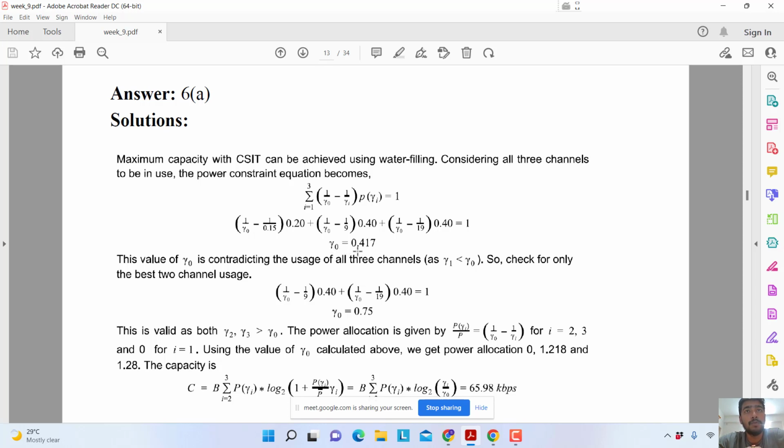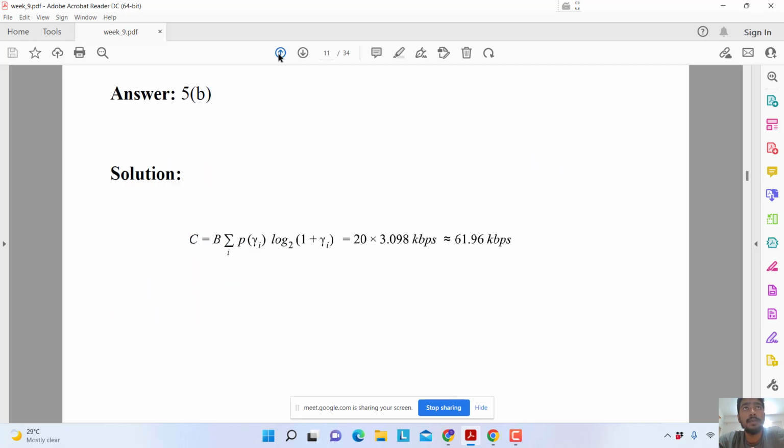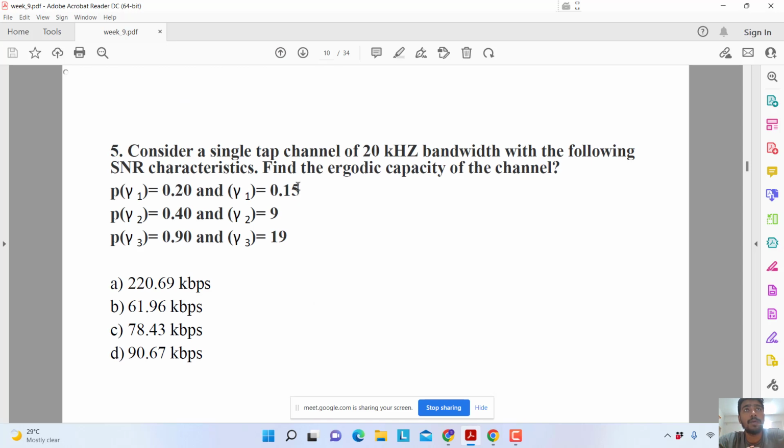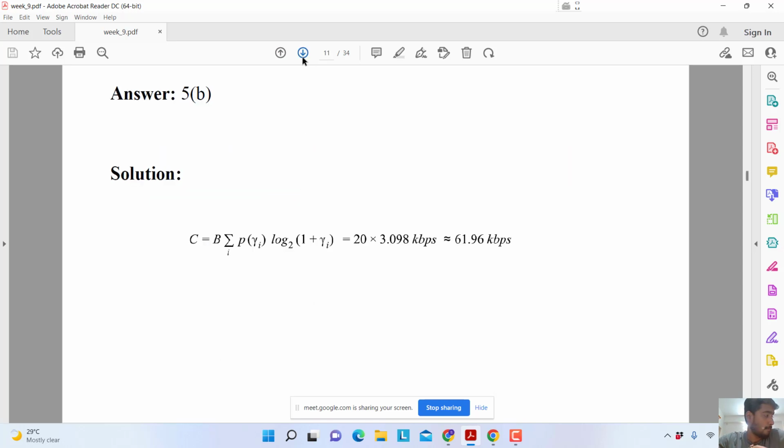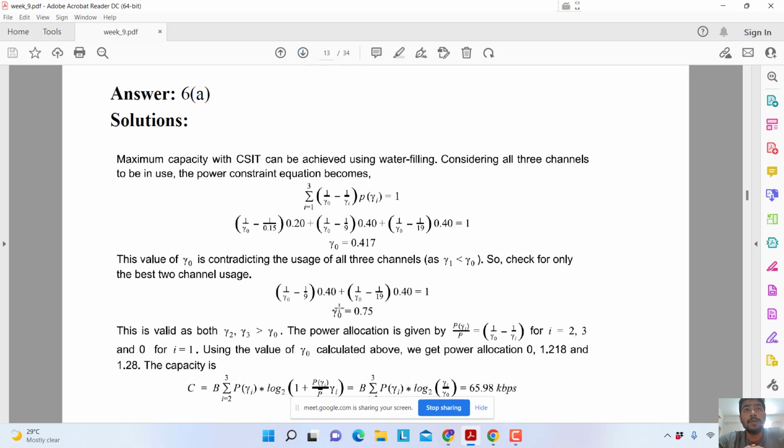Now we will compare it. The value of gamma naught is contradicting the use of all three channels, as gamma 1 is less than gamma naught. We are getting gamma naught as 0.417, but our gamma 1 is 0.15. So according to this condition we will not consider gamma 1. Then we will recalculate gamma naught, using the second and third conditions.